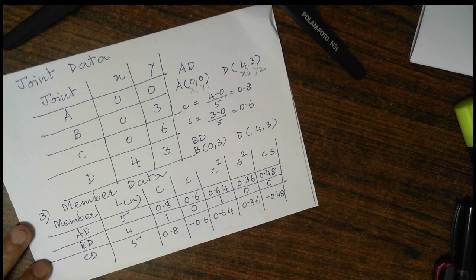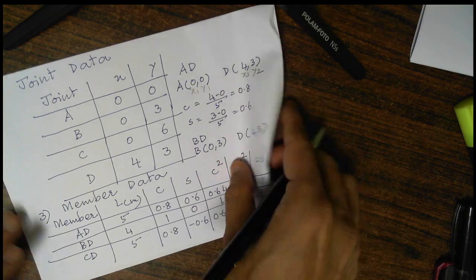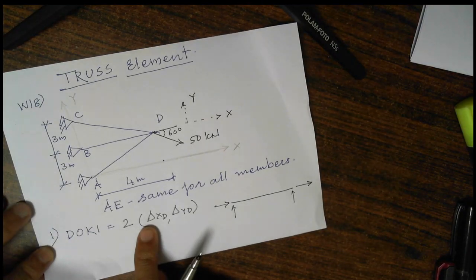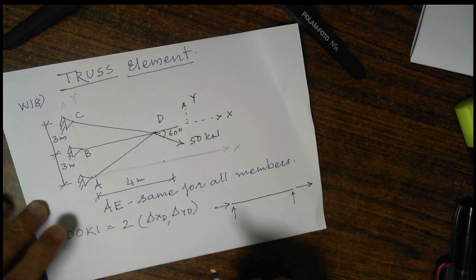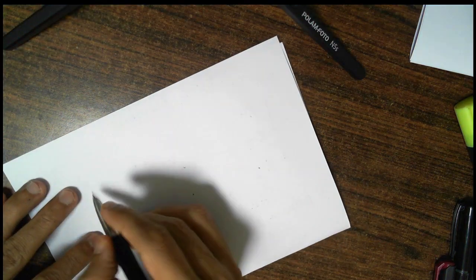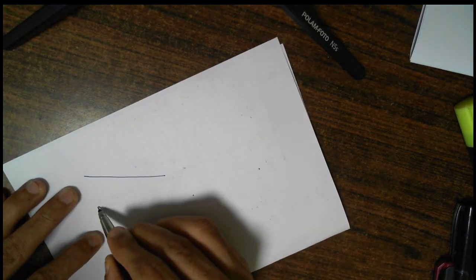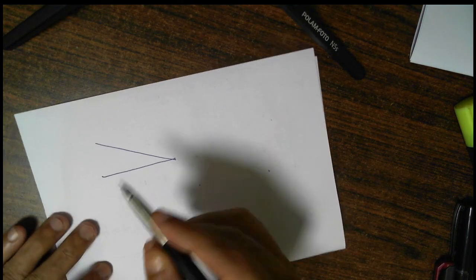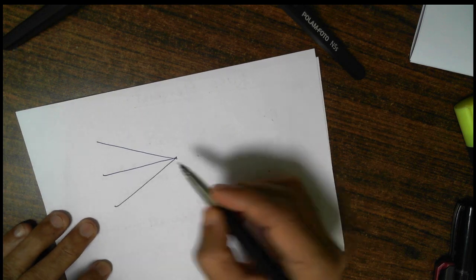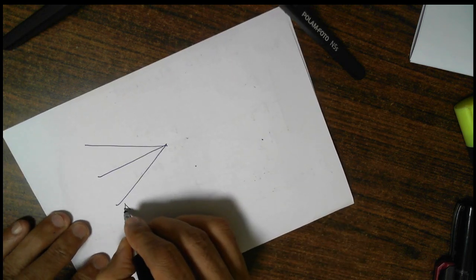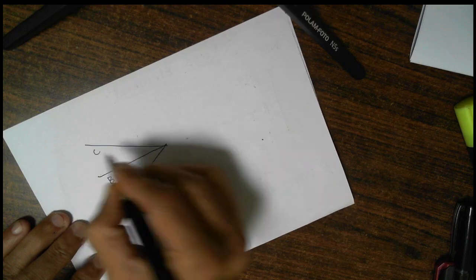So I have just completed my second and third step. The first step was finding out the degree of kinematic indeterminacy. It was 2, and now I have completed the second and third step. Now my next step is I will again draw this structure and indicate the coordinates on it. This is the truss A, B, C, D.